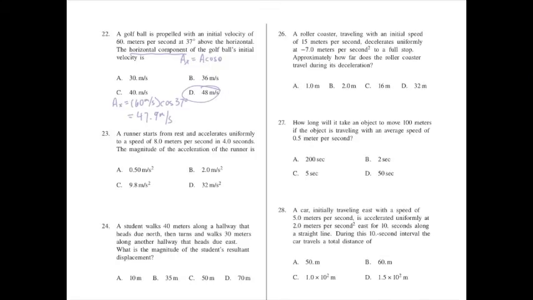23. Plug and chug acceleration formula. Acceleration is equal to change in velocity over time. It starts from rest, so our initial velocity is 0 meters per second. Final velocity is 8 meters per second, and our time is 4 seconds.